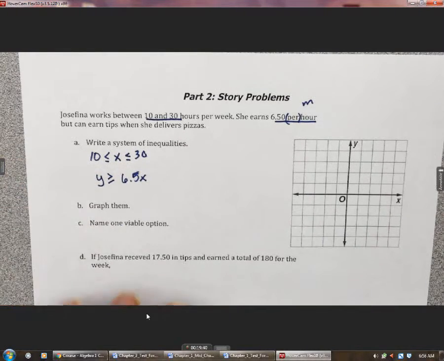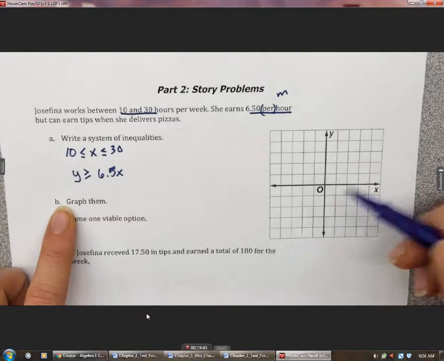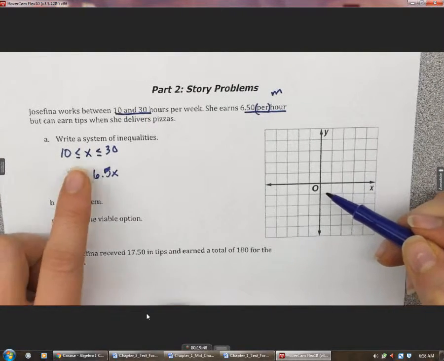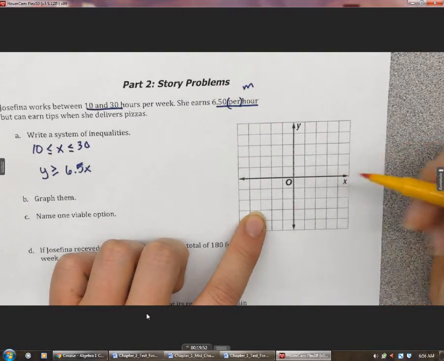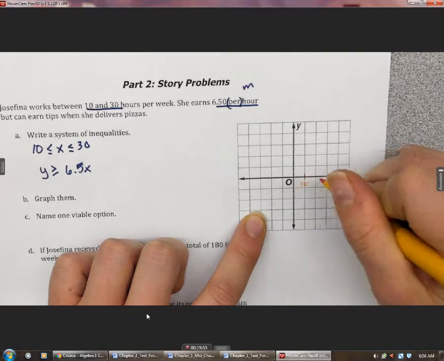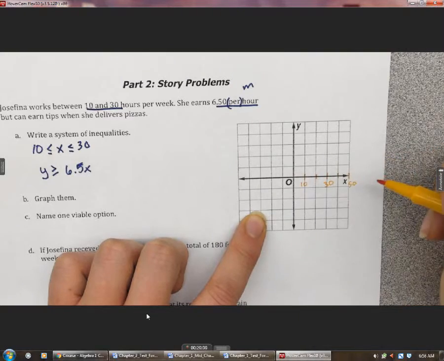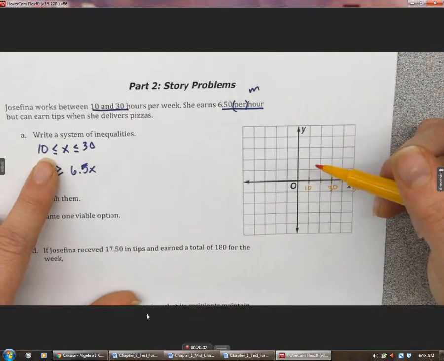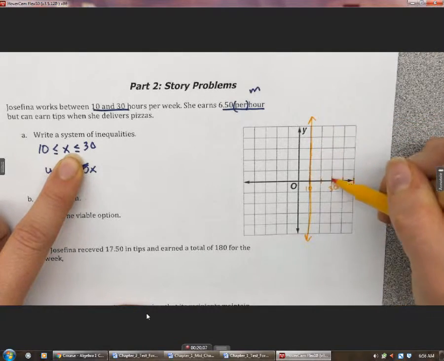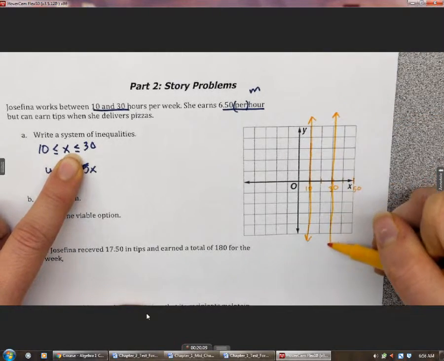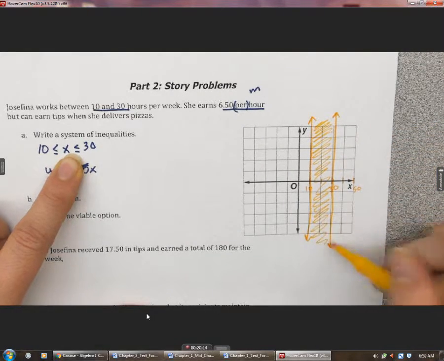This is our system. We need to graph it. So over here we could graph it. X is in between 10 and 30. This coordinate plane is really not the best. We'll count by 10: 10, 20, 30, 40. That means my 10 and 30 needs to be up here. This is just like what we did on the other side. And it's in between 10 and 30. I made them solid lines because they're equals.